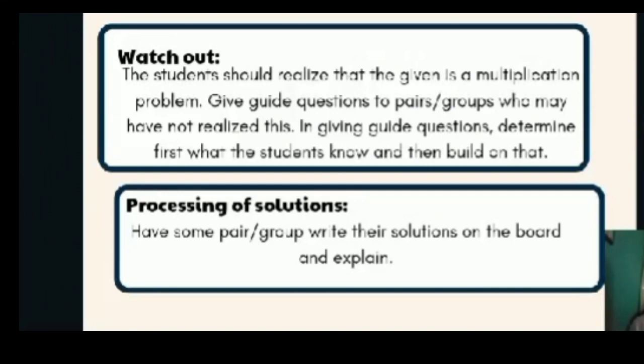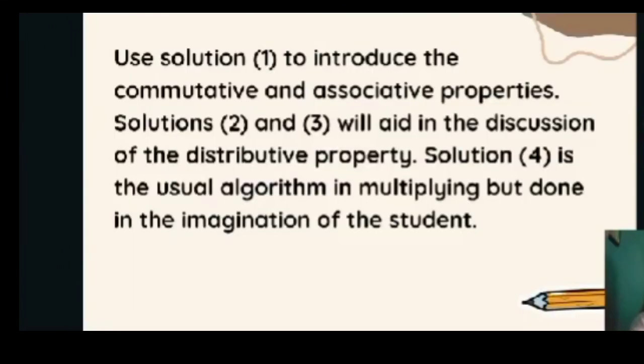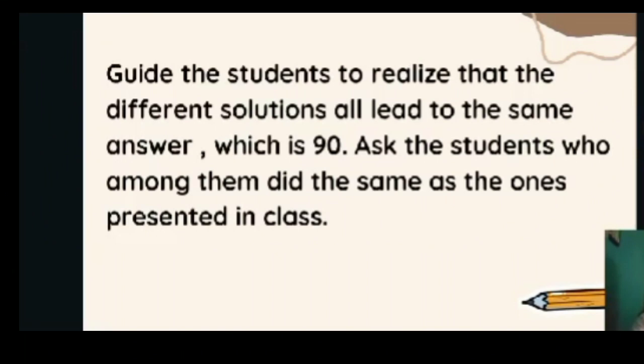Processing of solutions. Have some pairs or groups write their solution on the board and explain. In using possible solutions, use solution 1 to introduce the commutative and associative properties. Solutions 2 and 3 will aid in the discussion of the distributive property. Solution 4 is the usual algorithm in multiplying but done in the imagination of the student. Guide the students to realize that the different solutions all lead to the same answer, which is 90.